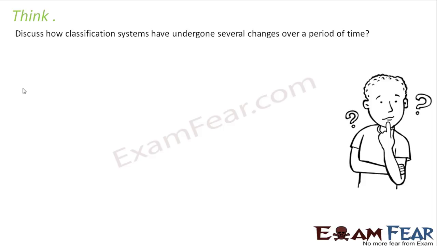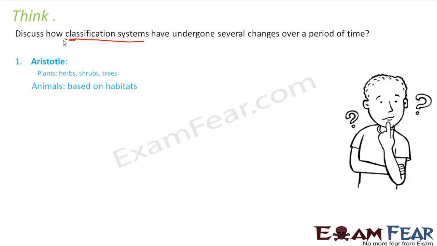So let us look at the first question. Discuss how classification systems have undergone several changes over a period of time. Now, when I talk about classification systems, what were the different ways of classifying living organisms? The first attempt was given by Aristotle. He tried to divide all plants into three types: herbs, shrubs and trees, based upon their height. He tried to divide animals based on their habitats, like aerial, aquatic and terrestrial. He also tried to divide animals based upon the presence or absence of blood.